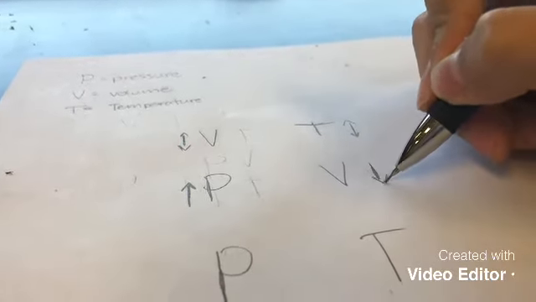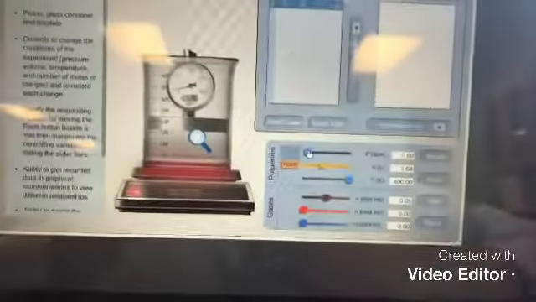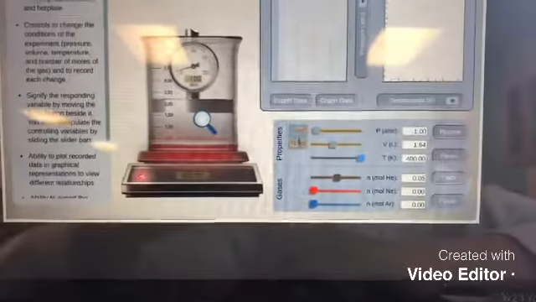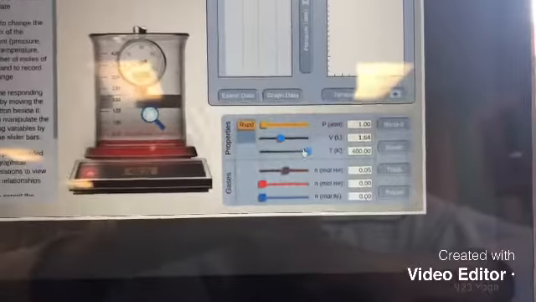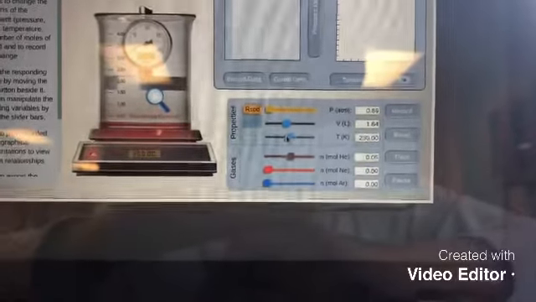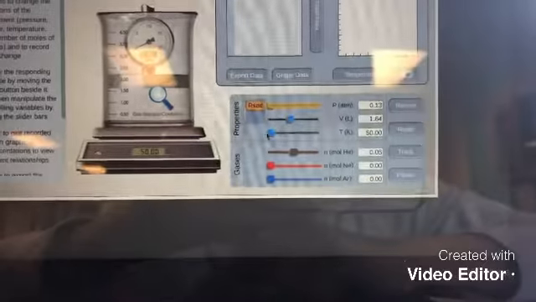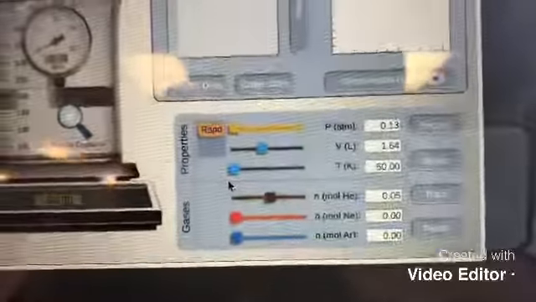And then for the last one, we have pressure versus temperature. For pressure versus temperature, we can see here, as we move temperature down, the value of the pressure also goes down. So we can use that.